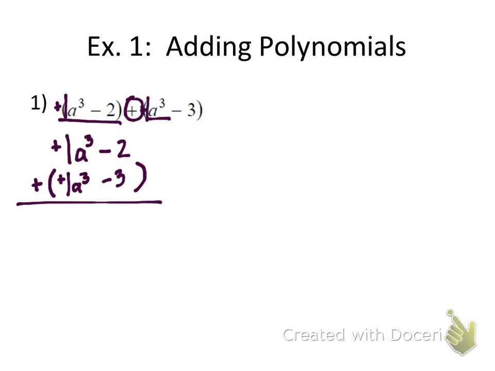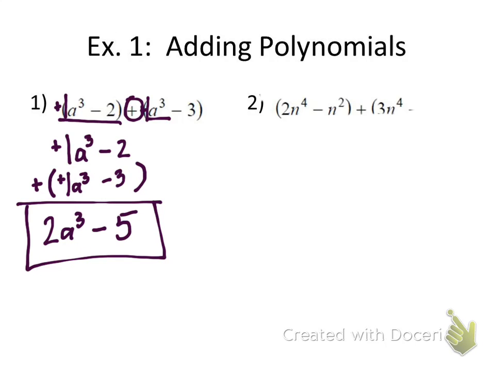We do a vertical problem. Starting from the left, we have 1a to the third plus 1a to the third. That's going to be 2a to the thirds. Then we have negative 2 plus a negative 3. So negative 2 plus a negative 3 is going to be a negative 5. So we put minus 5. It's good to say positive or negative, whatever it is, when you are working with these polynomials, so that you know what operation you need to put for the actual answer. That's number 1.